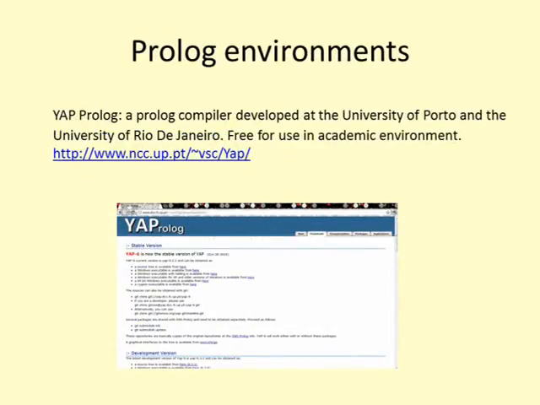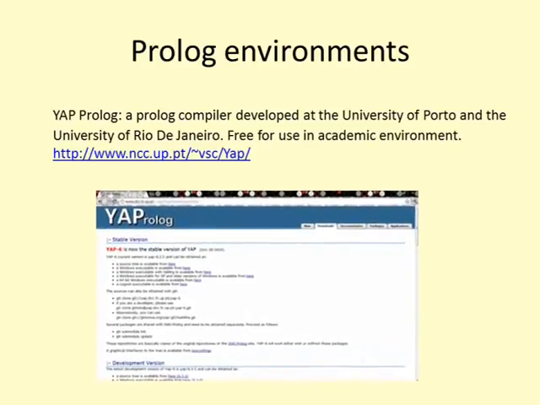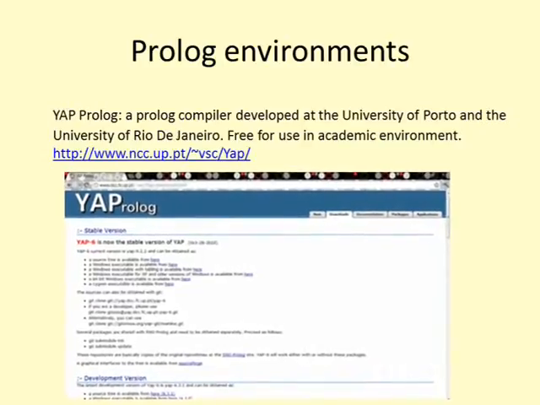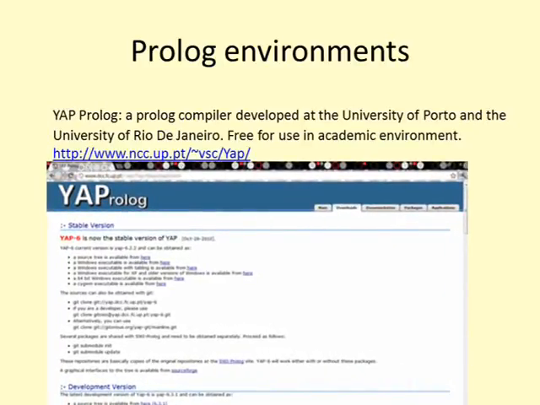YAP Prolog, which stands for Yet Another Prolog, is a high-performance Prolog compiler developed at the University of Bordeaux and the University of Rio de Janeiro. It has been developed since 1985 and follows the Edinburgh tradition and is compatible with ISO Prolog and with SICStus Prolog. Its Prolog engine is based on the Warren Abstract Machine. The original version was written in assembly, C and Prolog, but later emulators supported the VAX, SPARC, and MIPS architectures.